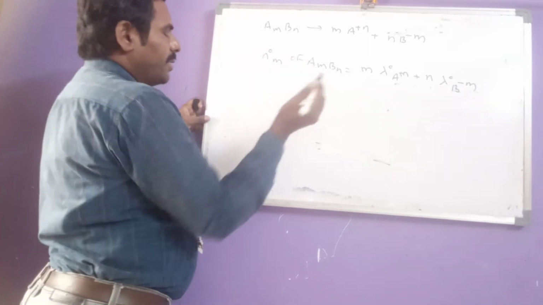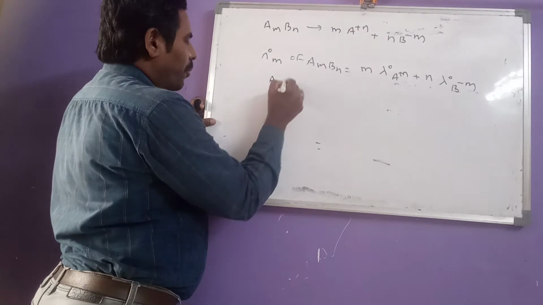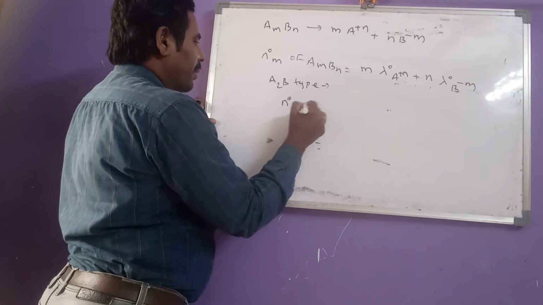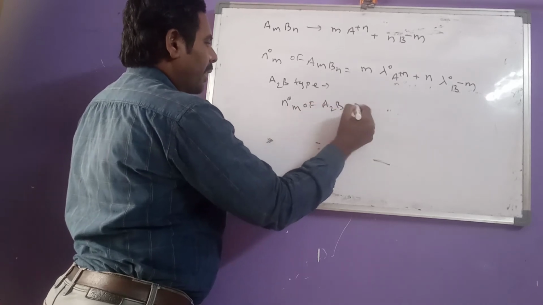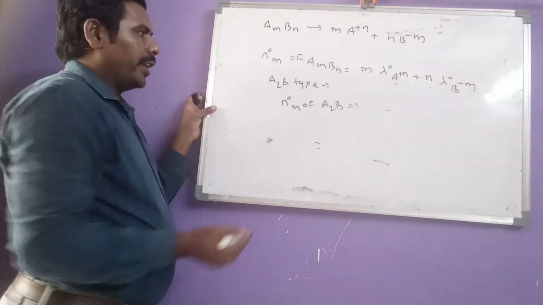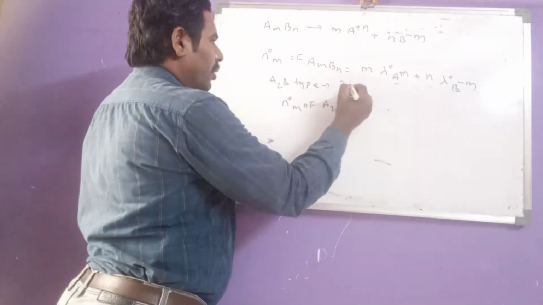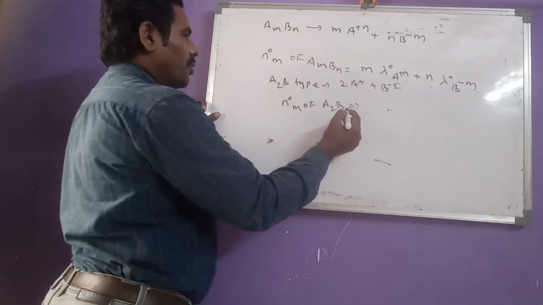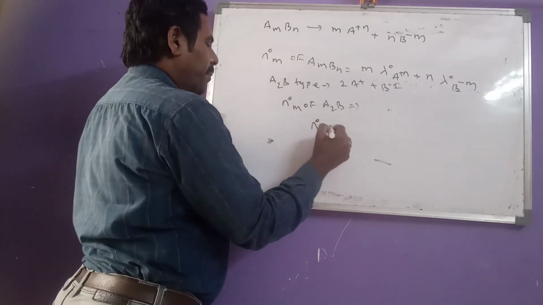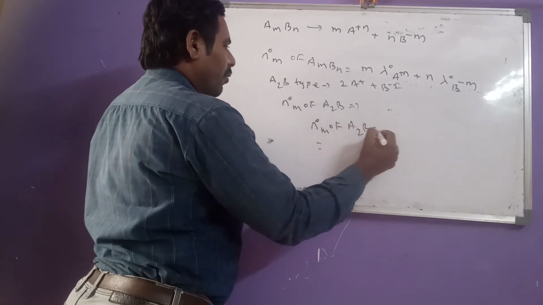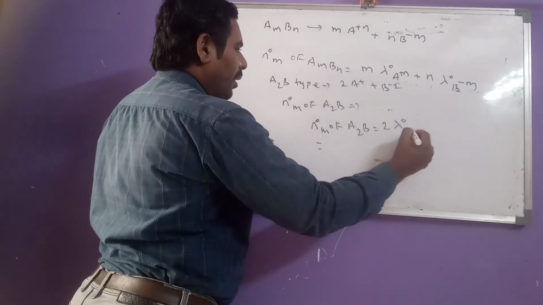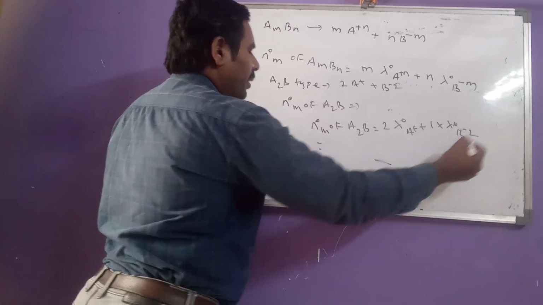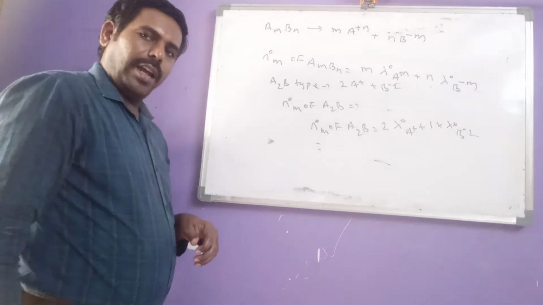So example here, for A2B type of electrolyte, what is Λ°m of A2B electrolyte? That means what we need to do here, this will give 2 A+ ions and 1 B2- ion. So now Λ°m of A2B equals 2 into λ° A+ plus 1 into λ° B2-. So in this way we need to calculate.